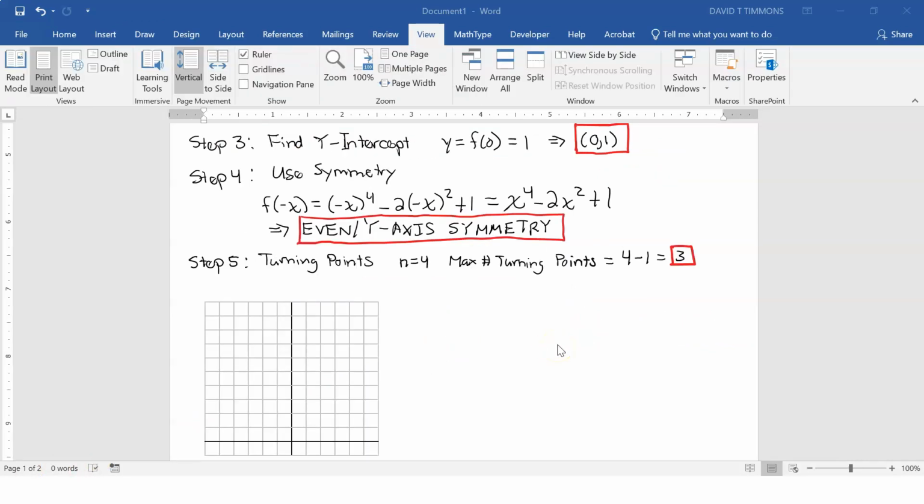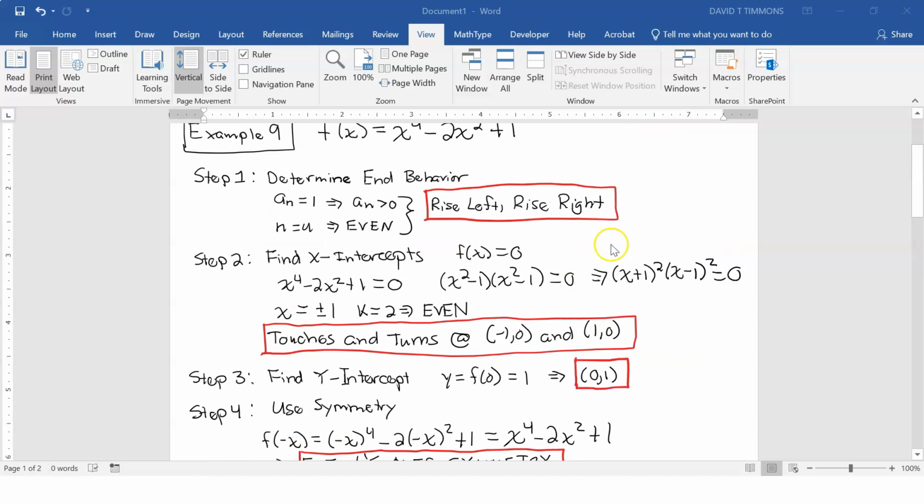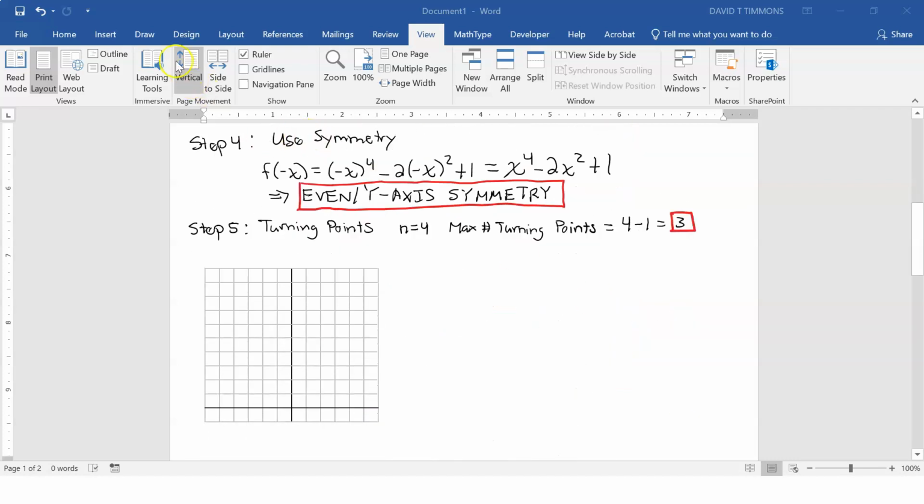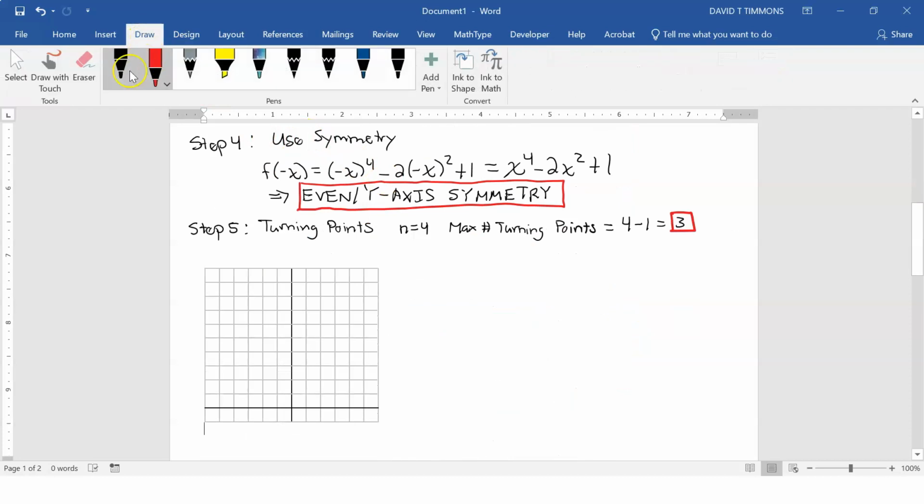Now that we've gone through all the steps, let's put together all the information boxed in red here to draw the graph. We know the graph will rise left and rise right. So generically, we know the shape will be something like this initially, based on that first step.